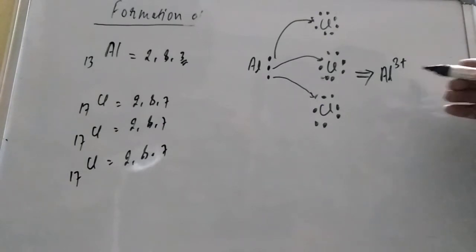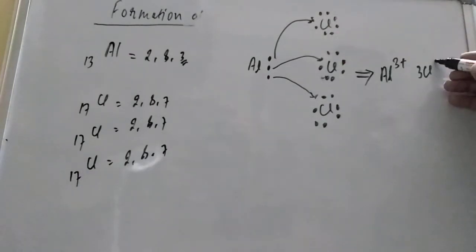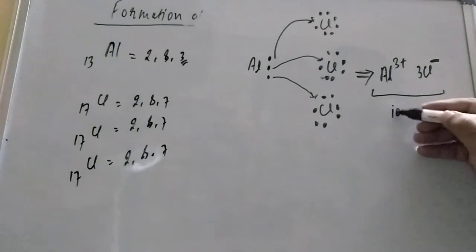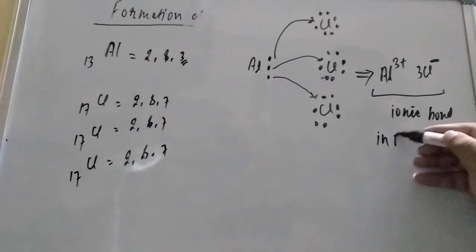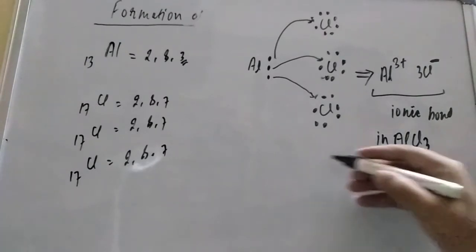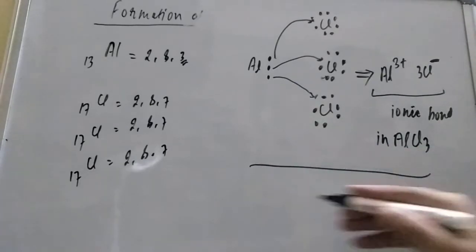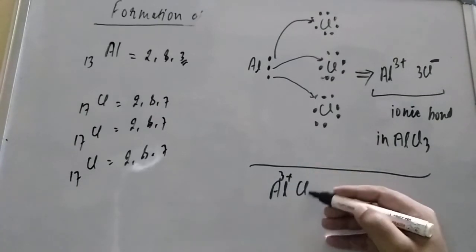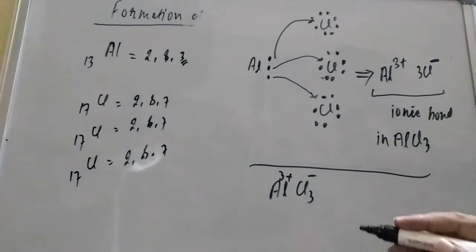And how many chlorine atoms are there? 3 chlorine atoms, and each chlorine atom requires 1 electron, so each gets a negative charge. So this is the ionic bond in AlCl3. Dear student, we can also represent the ionic bond in AlCl3 like this: Al with 3 positive charge, and Cl3, each with 1 negative charge. Okay, so this is the way to represent.